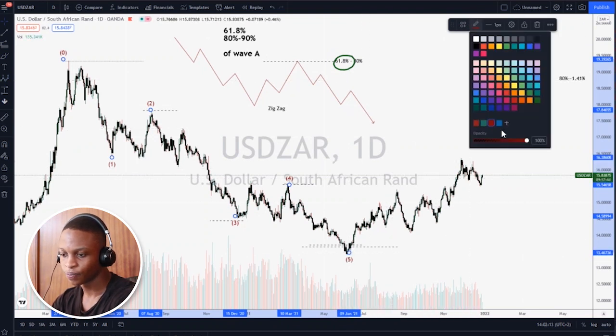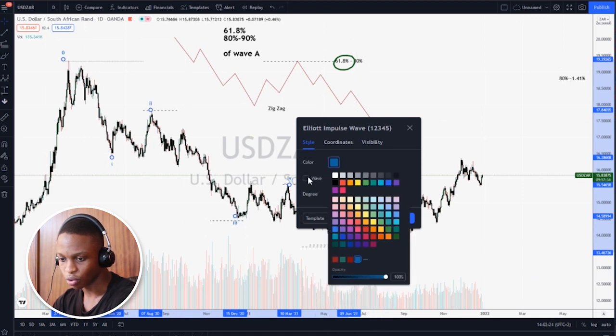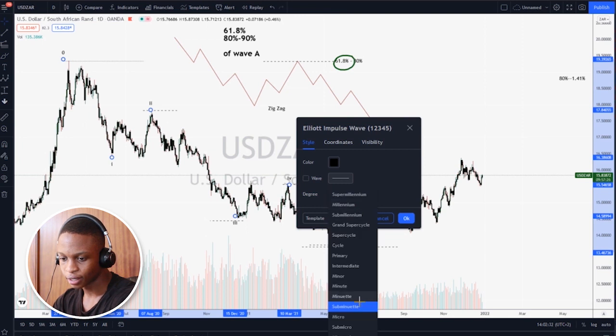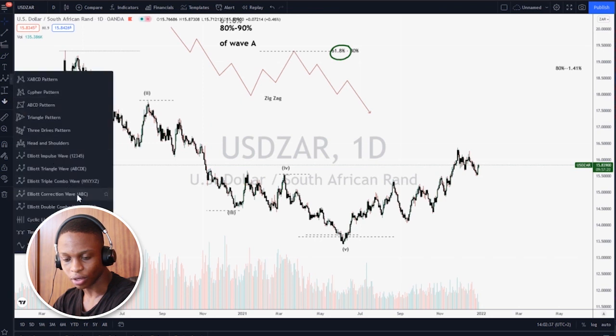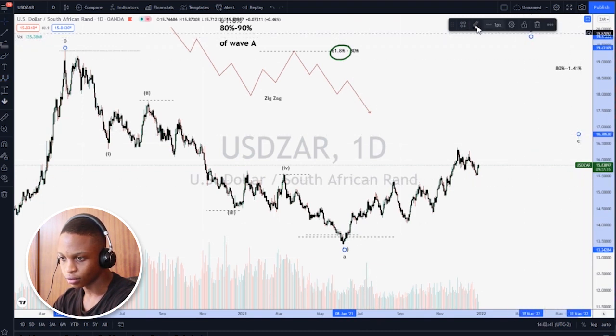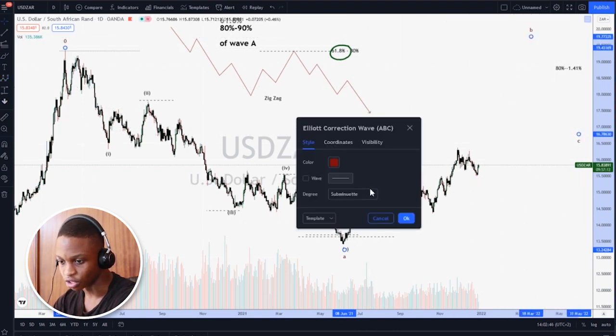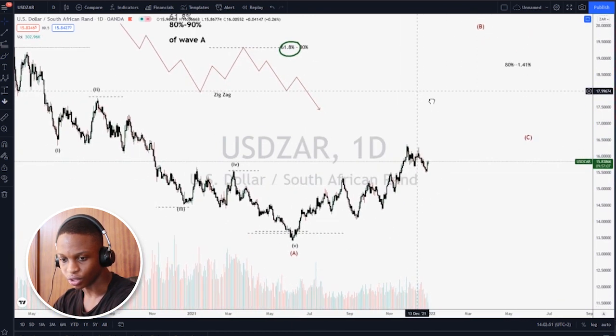Okay, so this, I am going to use a different color because it is the subwaves of the major wave A that we were looking at. So I'm going to use a smaller degree and a different color. So let's use black. Let's use the minuet degree, and we are going to have our A at the end of the 5th wave. Okay, we're using the original color and degree of that major 5-wave move we just had.